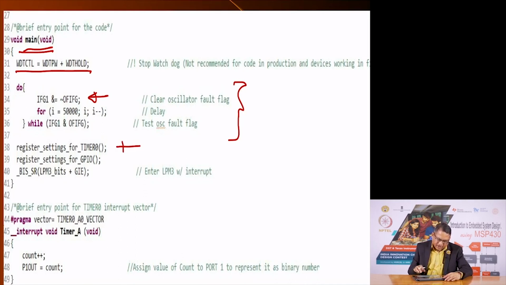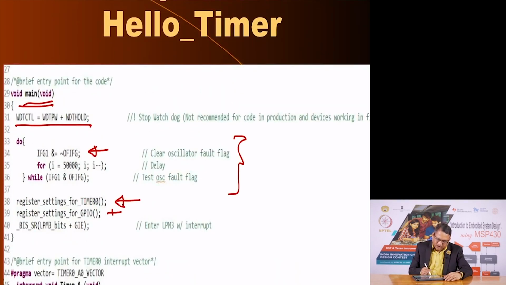Here we are feeding that A clock to the timer 0, A0, and then we are calling this subroutine to make all the bits of port 1 turned off. Then what are we doing? We have loaded a value into the status register to enable the global interrupt flag.